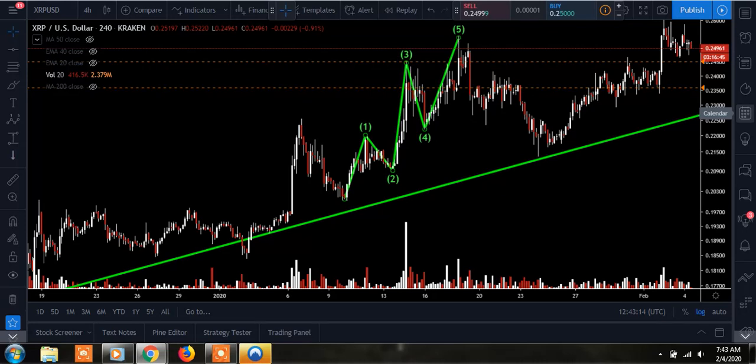Now, to start off, what I wanted to mention here, there's three main rules for Elliott wave. And the first one to always understand is wave 2 never retraces more than 100% of wave 1. Number 2, wave 3 cannot be the shortest of the 3 impulse waves. And number 3, wave 4 does not overlap wave 1. So we're going to dig into all this, guys.